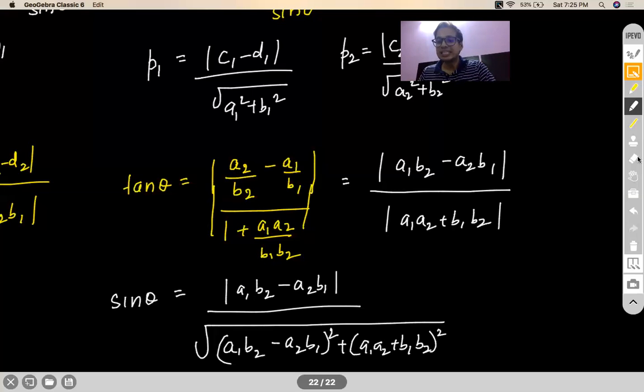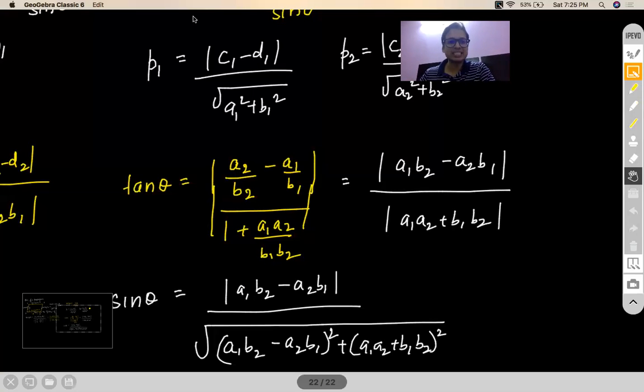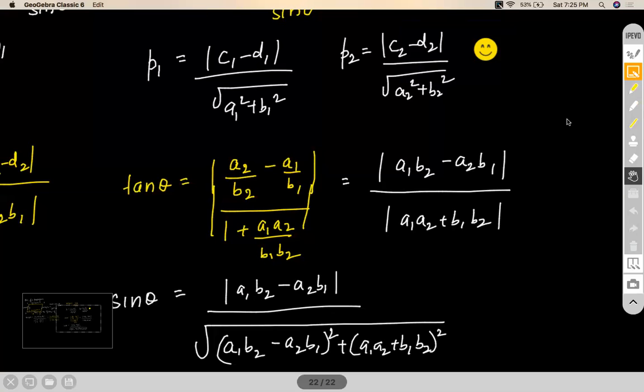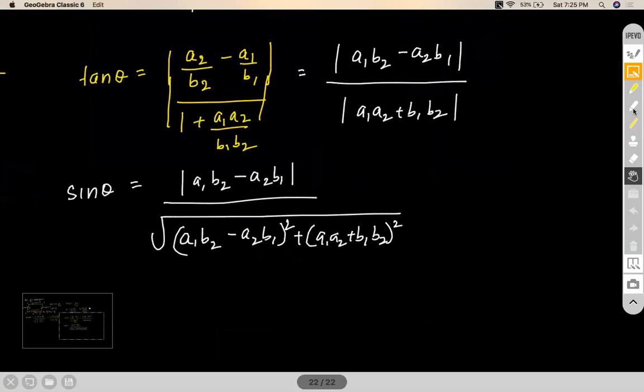Correct? Yes or no? Any doubt? Any concerns? Okay, everything is fine. Okay, now what I'm going to do is I'm going to just simplify this a bit.